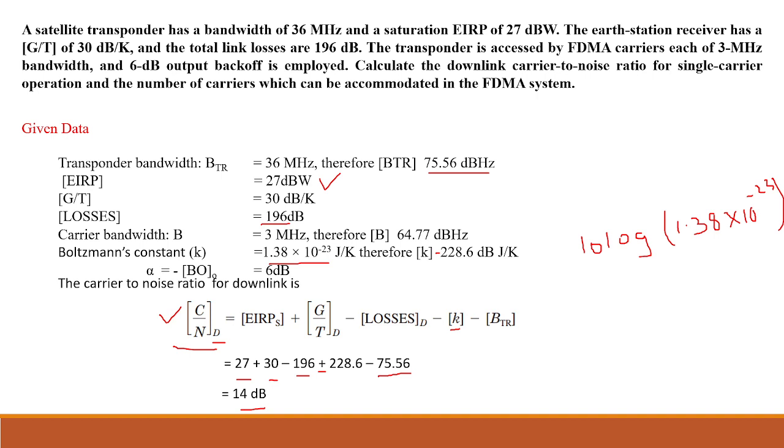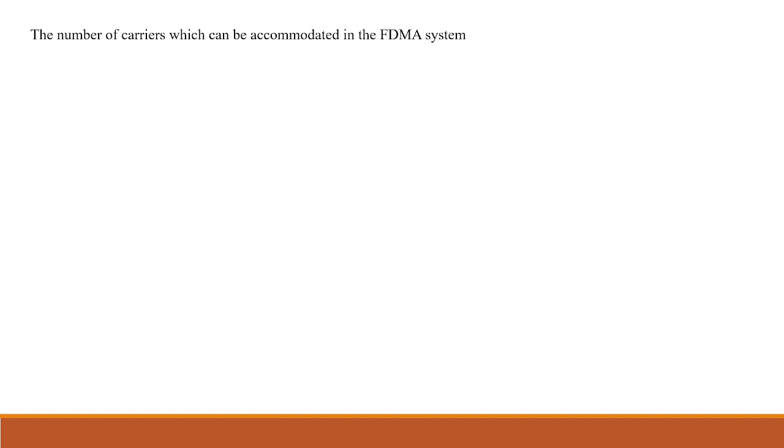In the question they ask us to calculate the downlink carrier to noise ratio for single carrier operation. We have completed this, and they also ask us to find the number of carriers which can be accommodated in the FDMA system. So now we proceed with the second portion of the question. To find the number of carriers, the equation is K equal to alpha plus bandwidth of the transponder minus bandwidth of the carrier. Here alpha is the negative of the output backoff.